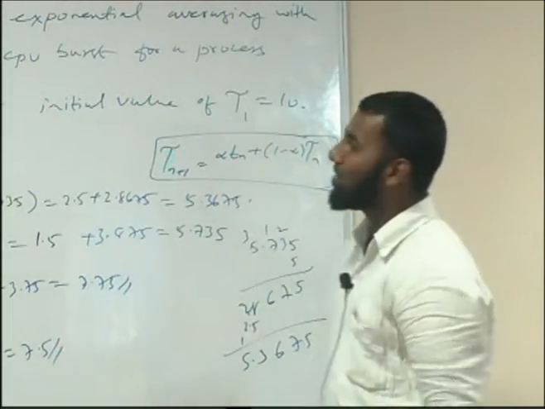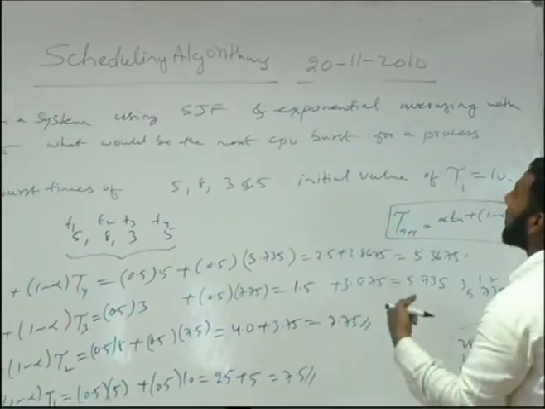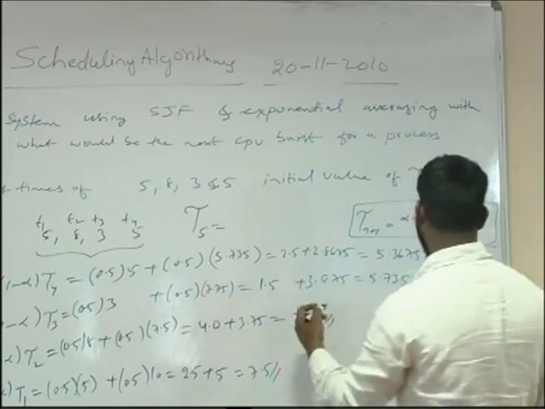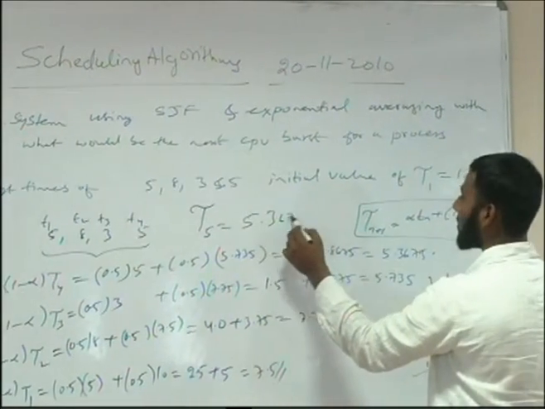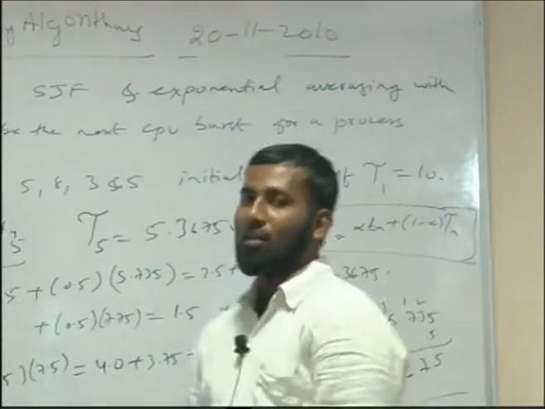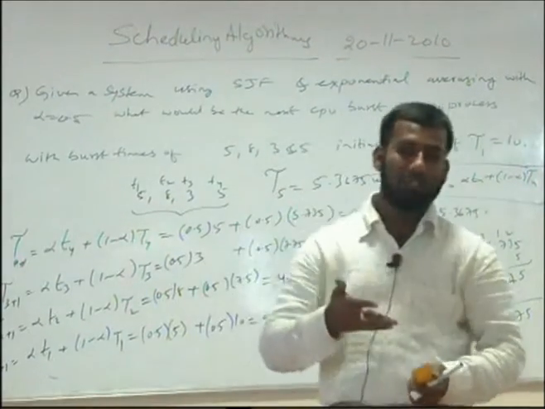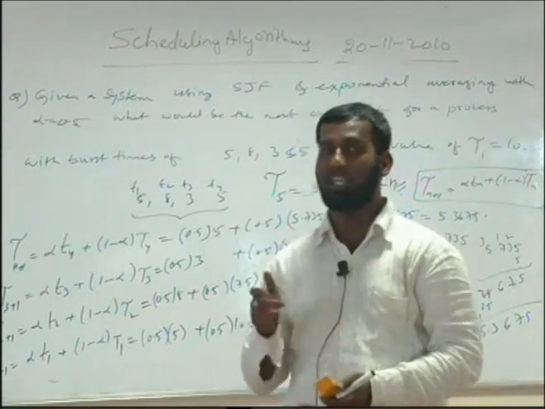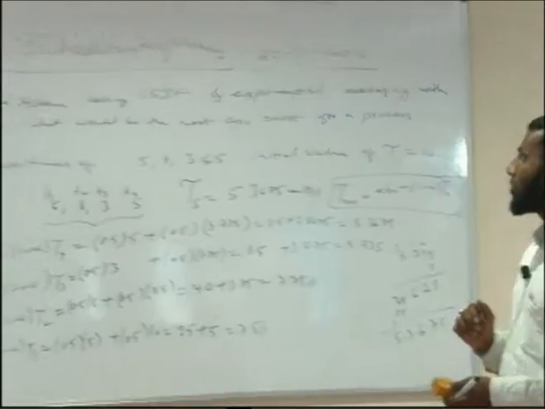So, now we have estimated the next CPU burst with the help of this exponential averaging technique. So, tau of 5 would be, this is an estimated value, 5.1875 units. The problem with SJF is that we cannot find what the next CPU burst is. We cannot tell 100% that this will be the next CPU burst, but we can estimate. This is how the estimation can be done with the help of the exponential averaging system.